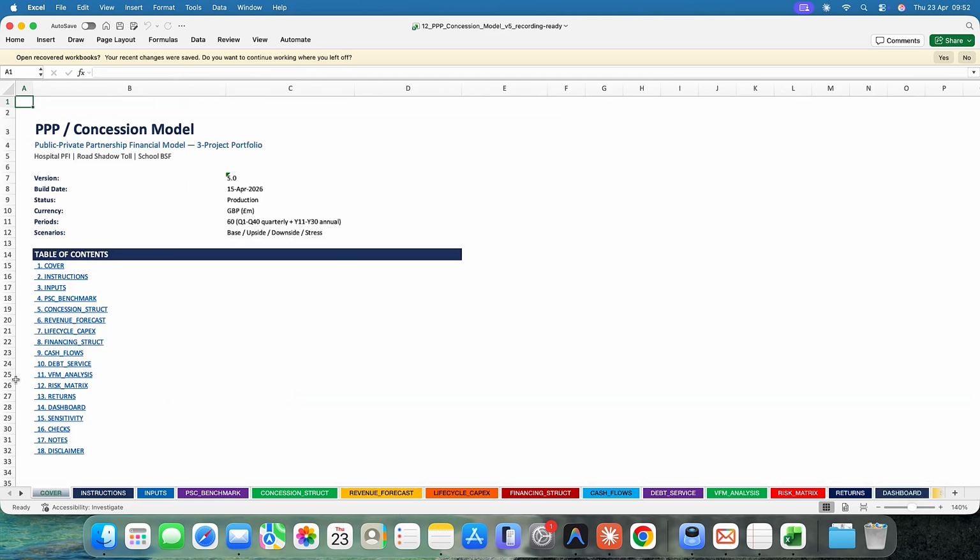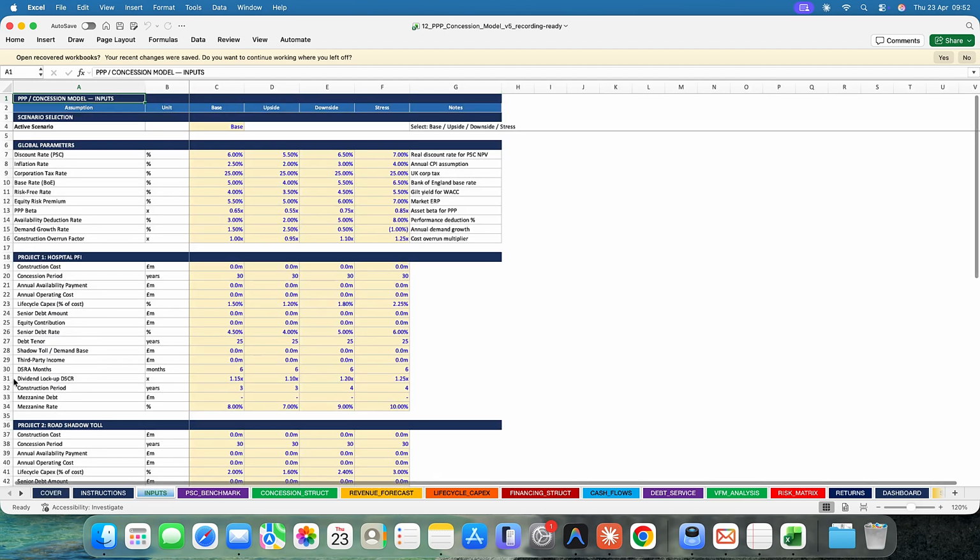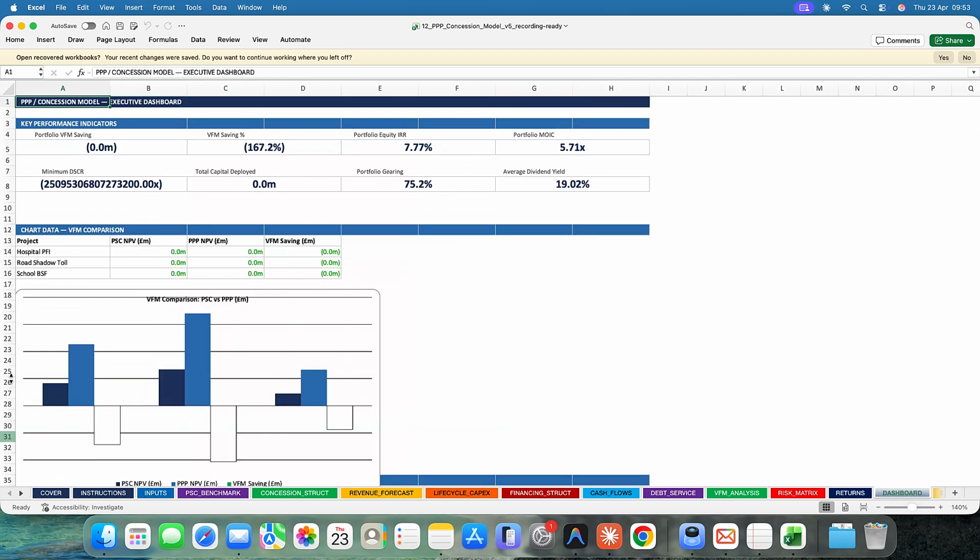Which matters because a PPP model gets reviewed by the public authority, the sponsors, the lenders' technical advisors, and the VFM auditor. None can accept a black box. One dropdown runs base, upside, downside. I flip it, and every revenue line, every debt service, every return, every VFM metric updates at once.